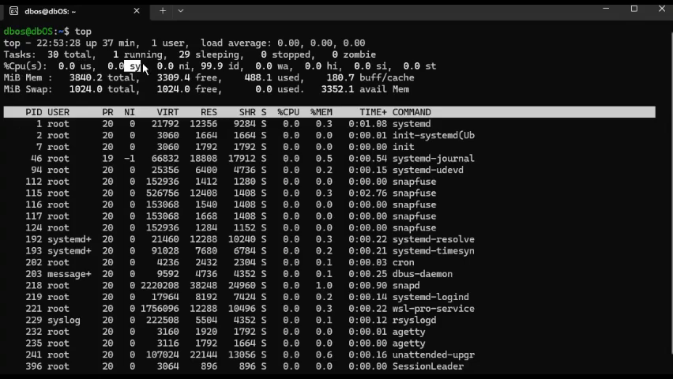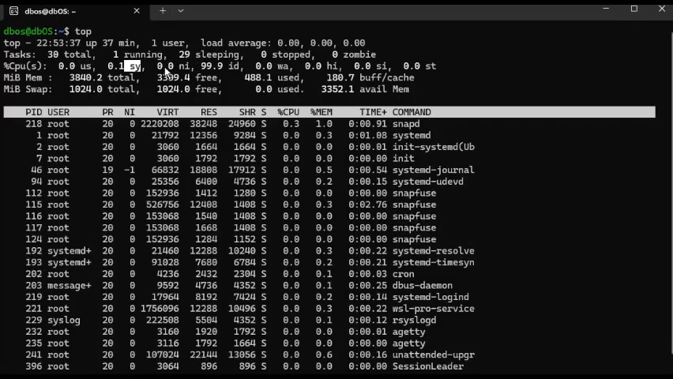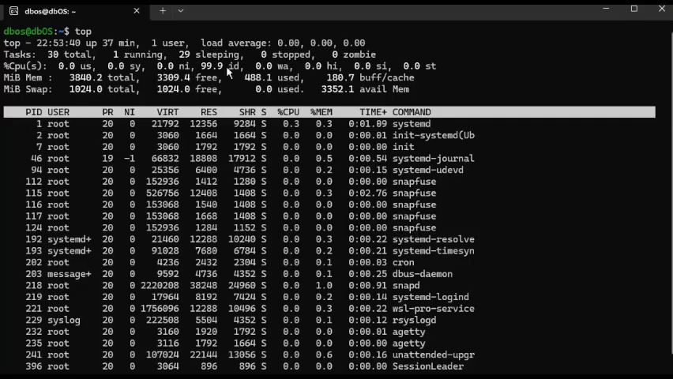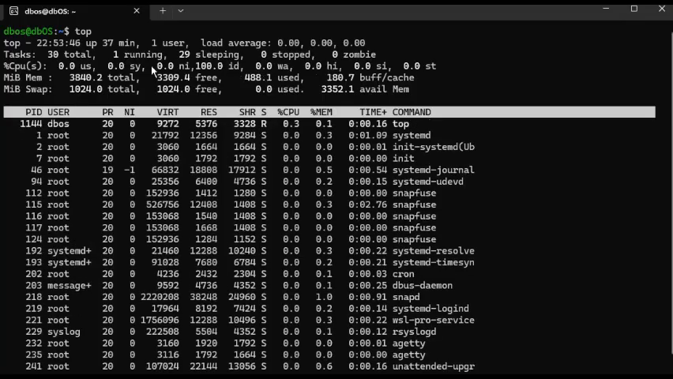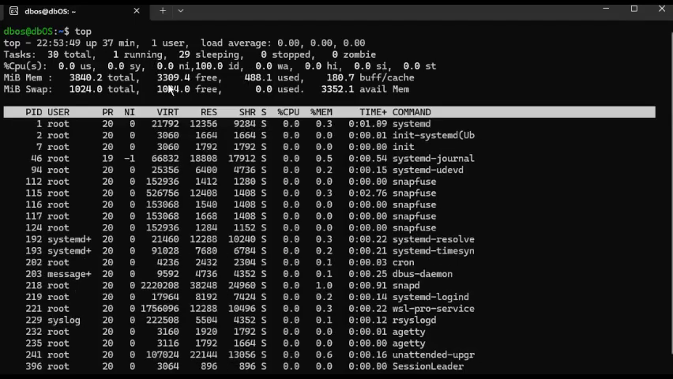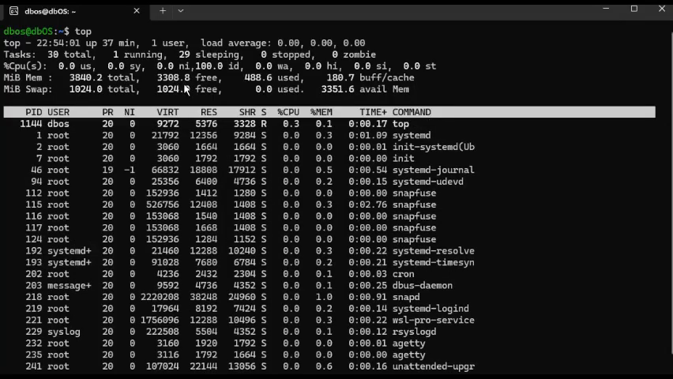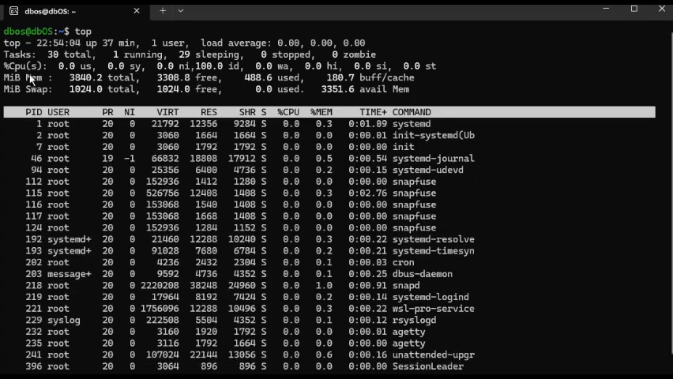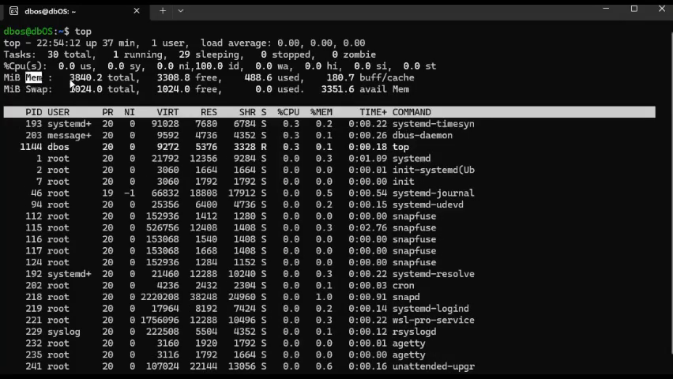The SY is for system or kernel work. Okay, the kernel is the internal workings of the OS. The other thing here, ID, is idle CPU. The others you will hardly encounter, but I'm just pointing out and highlighting the most frequently used and higher value, higher visibility statistics in the output of the top command.